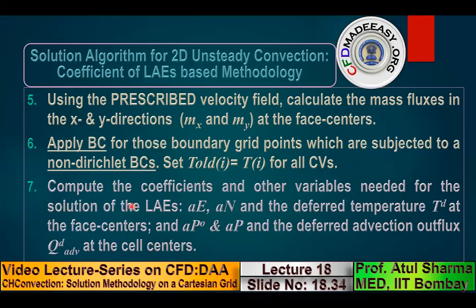Then this is a step which is different in the coefficient of linear equation based methodology. Compute the coefficients and other variables needed for solution of the linear equation. This AE, AN, the deferred temperature at the face center, and the AP naught, AP, and the deferred advection outflux at the cell center. More detail about the data structure of these variables is presented in the implementation details of the companion book. So you need to refer to it to get a much clearer idea before you go ahead with converting the solution algorithm into the computer program.